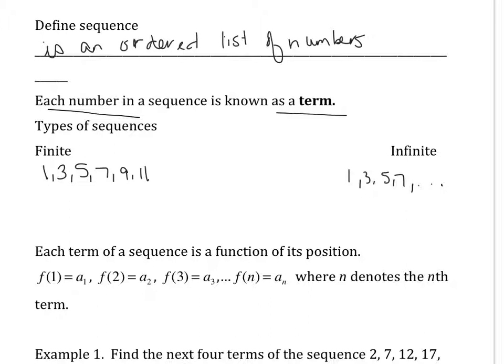The big thing about understanding sequences is that each term of a sequence is a function of its position. So if you look right here, f of 1, that is a sub 1, the first term. This would be the second term, this would be the third term, and this would be the nth term.